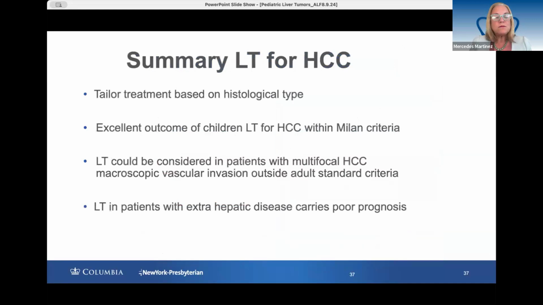In summary, liver transplant for patients with HCC has to be tailored based on histological type. Excellent outcomes have been observed in children with HCC within Milan criteria, but liver transplant should also be considered in patients with multifocal HCC and microscopic vascular invasion outside adult standard criteria. But we also know that liver transplant in patients with extrahepatic disease carries poor prognosis, and I would not recommend it.